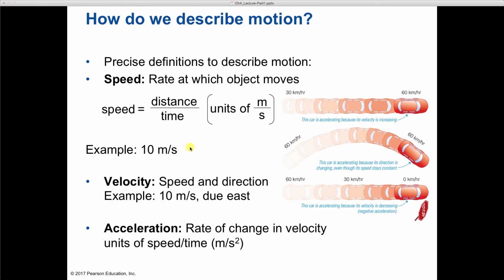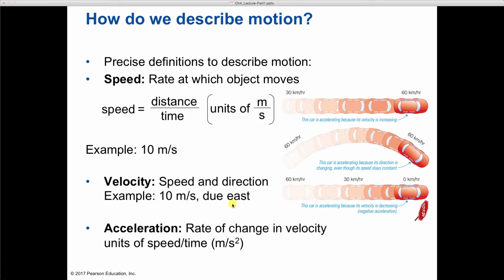All right. Velocity is sort of like speed, but it has a direction. So velocity tells you not only how fast you're going, but what direction you're traveling. A velocity might be something like 10 meters per second due east. Those two things combined, the speed and the direction, give you a velocity.